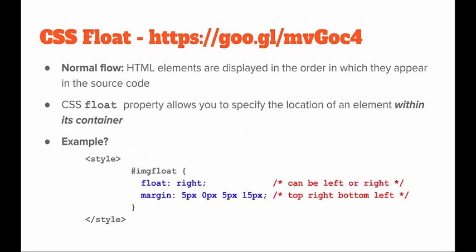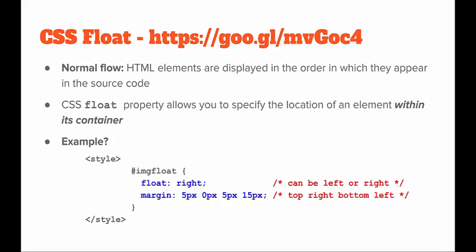There's something in CSS called float, which might come in handy when you go to arrange the content on your page. Normally, when you add HTML elements in your code, they're simply displayed in the order in which they appear. In other words, the order in which they appear in the source code. Through CSS, we can use the float property, which allows you to be more specific about where a certain element will appear within its, what we call, container. An example of an inline style which uses float is shown here.